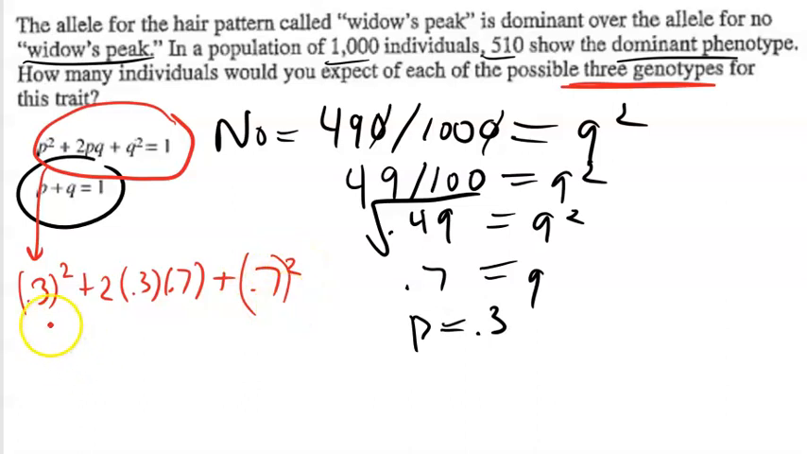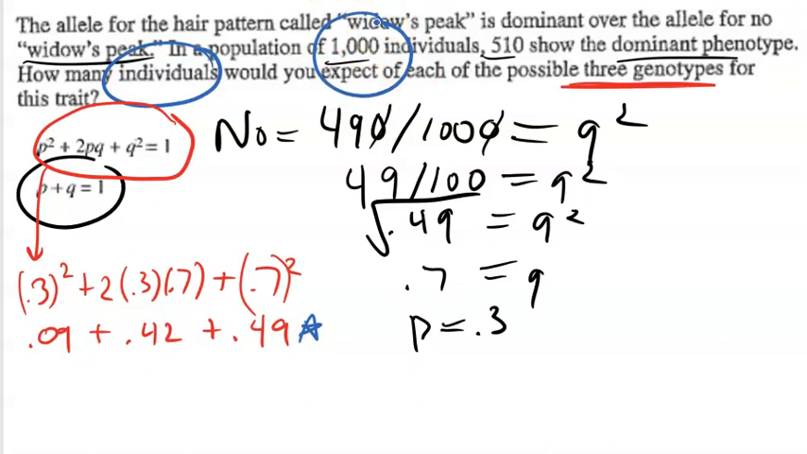Okay, and then we solve for that. That is going to come out to 0.09 plus 0.42 plus 0.49, which we already knew from the original problem. But again, it's asking you how many individuals of each of the 3. So we need to take these frequencies here and multiply them by the population, which in this case was 1,000.